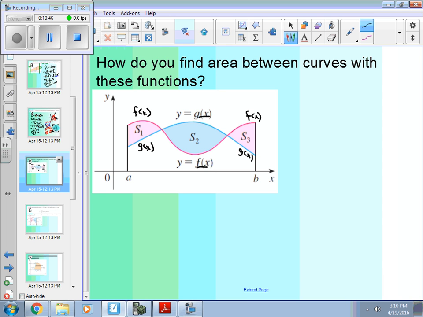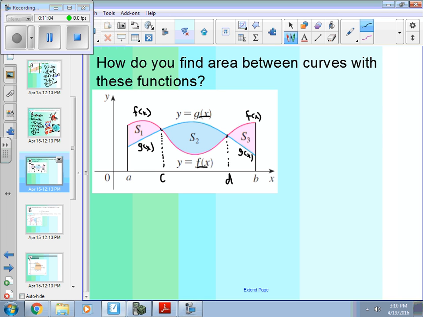So what you would have to do on one of these is kind of split it up. We would need to know some other information here. We need to know where's this point at? Let's call it C. Where's this point at? Let's call it D.